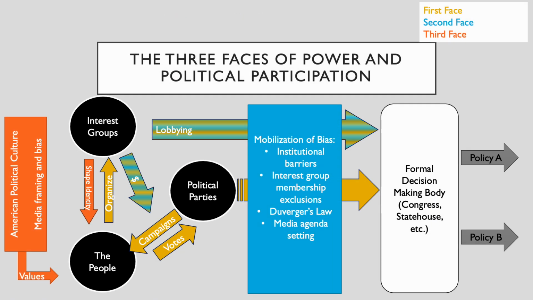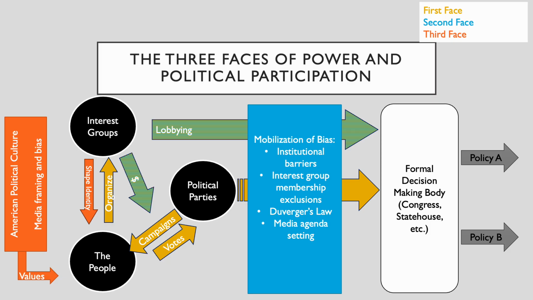Another way we can think about the role these different linkage institutions play is by looking at the three phases of power, going back to the very beginning of the class. The first phase of power is the ability to mobilize resources to get someone to do what they don't want to do. The second phase of power is the ability to mobilize bias, basically to keep certain people and issues out of the decision-making arena. And the third phase of power is a form of ideological or social power in which you manipulate values, symbols, traditions, and practices in order to shape the way that people think about issues.